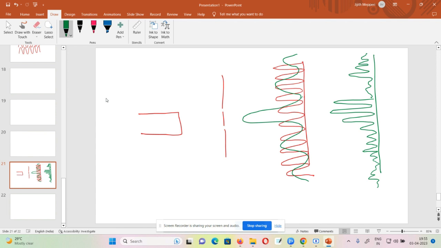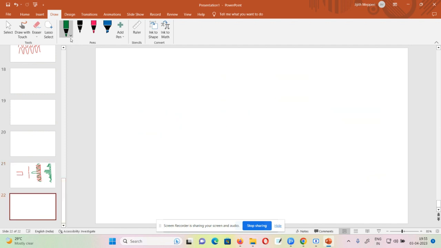When you increase the number of slits, and if the wavelength is matching with that, you are going to get an n slit pattern.